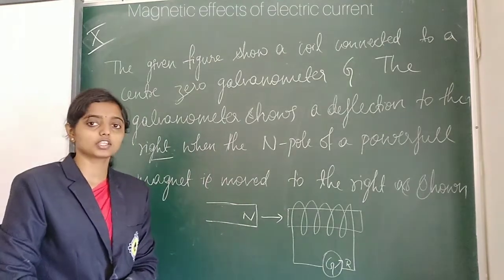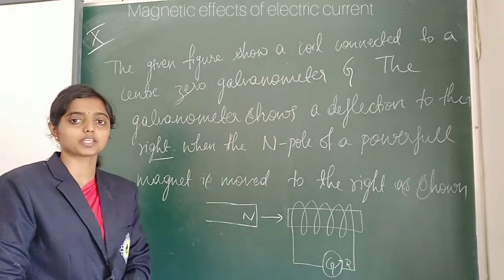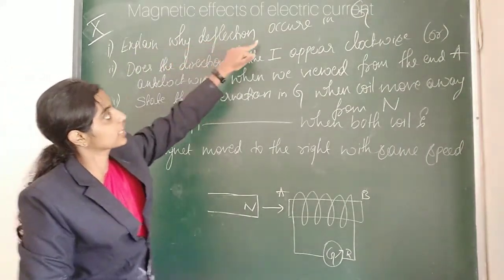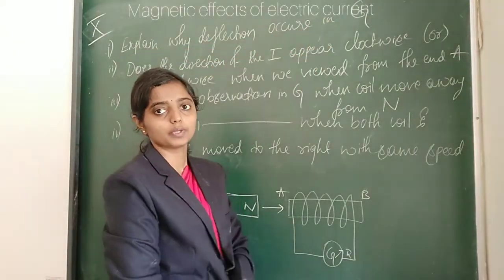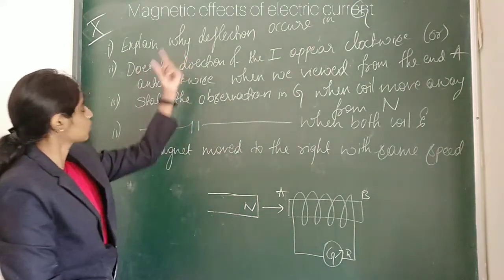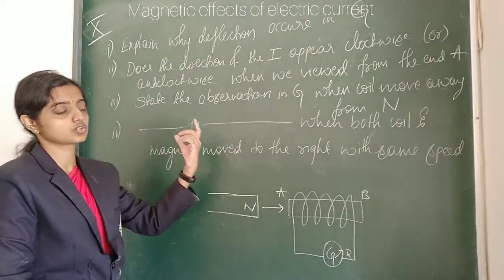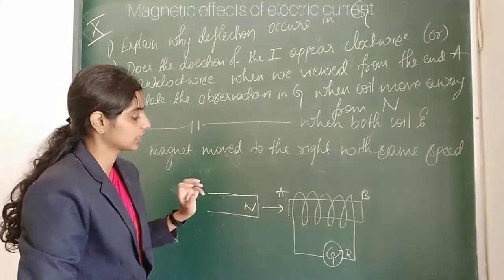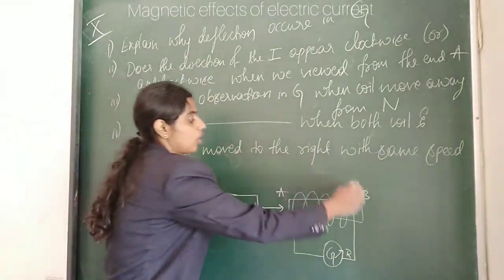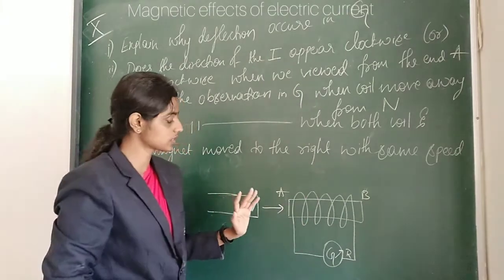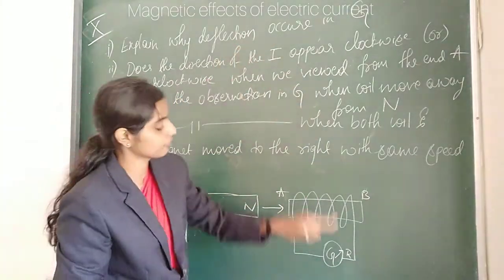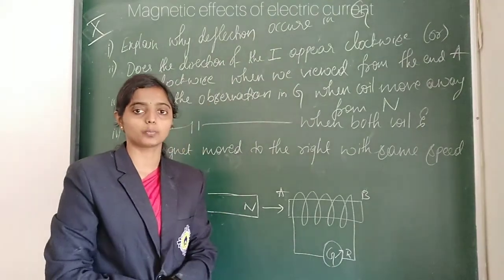Now let us see what are the sub-questions from this statement. First question, explain why deflection occurs in the galvanometer. These questions are for 1 mark each, that is overall a 4 marks question. So explain why deflection occurs in the galvanometer. They already explained the process, what's happening here, and they are asking why the deflection takes place in the galvanometer.